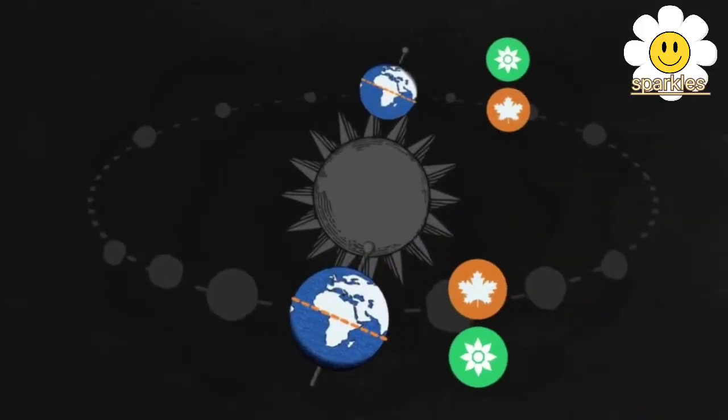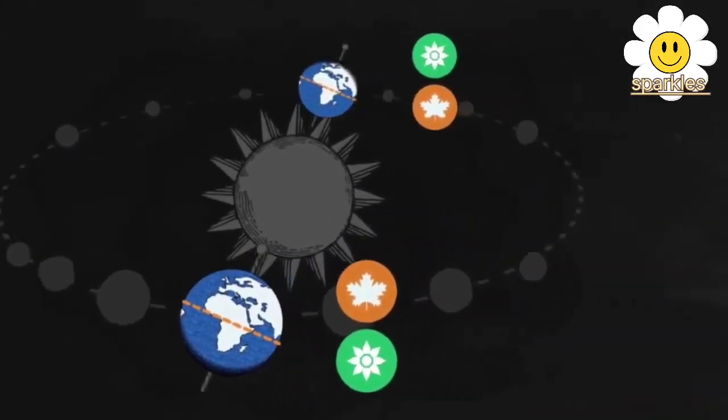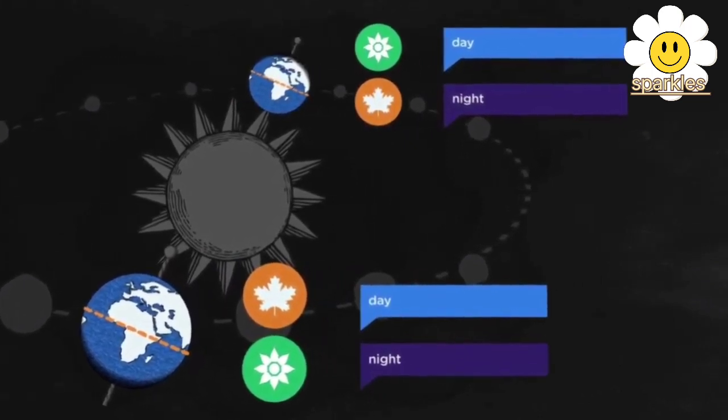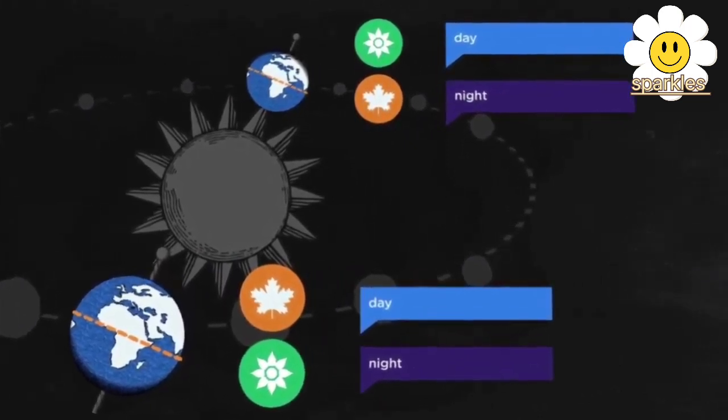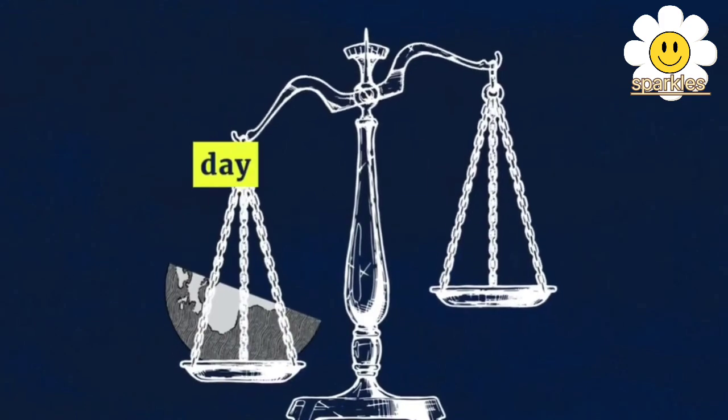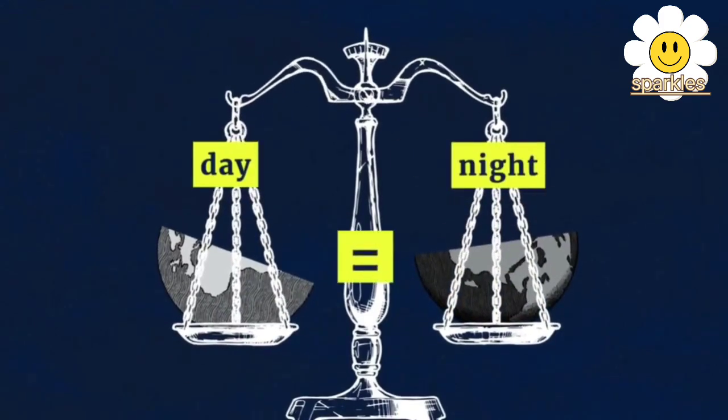Again, which is which depends on the hemisphere, but during both equinoxes, day and night last the same amount of time. Here's a handy mnemonic device. Equi means equal, and nox means night, which tells you that the day and the night are of equal length.